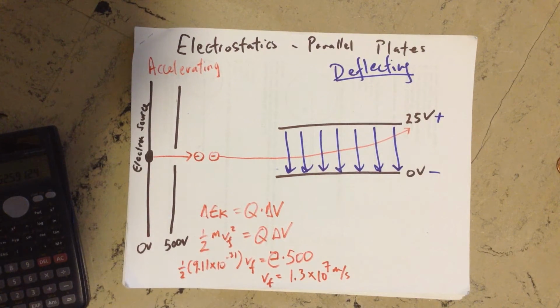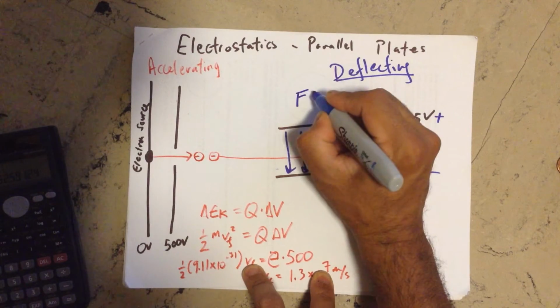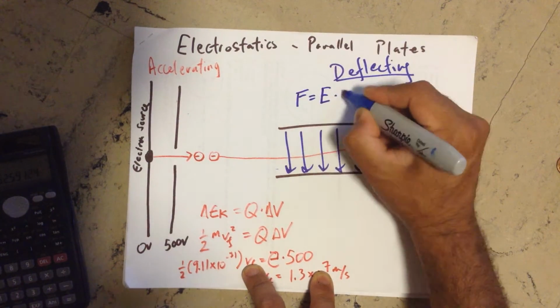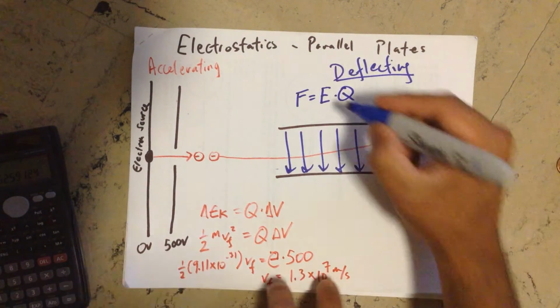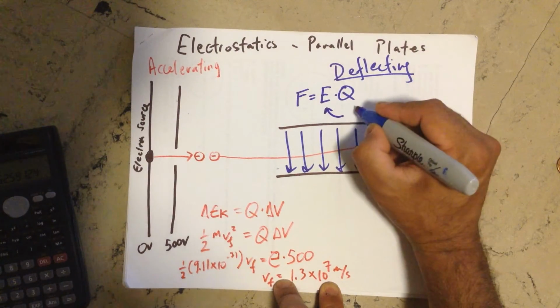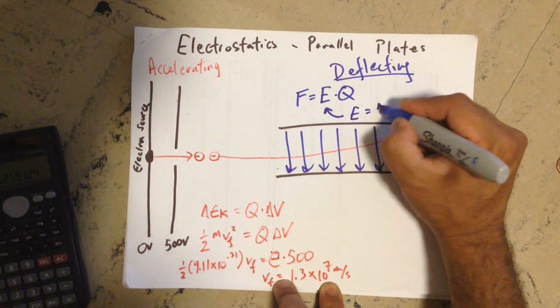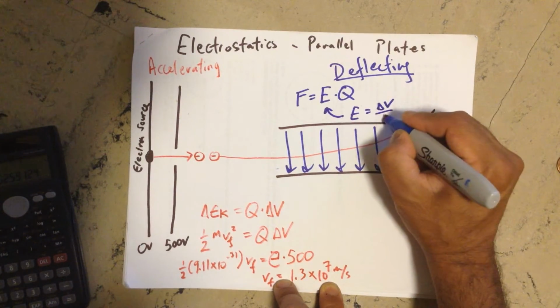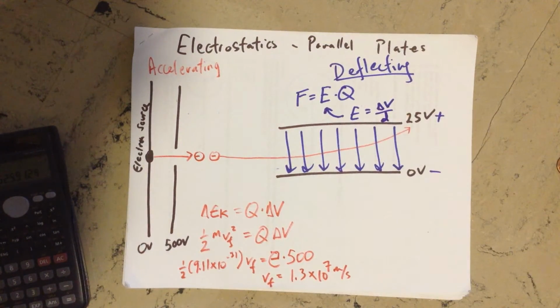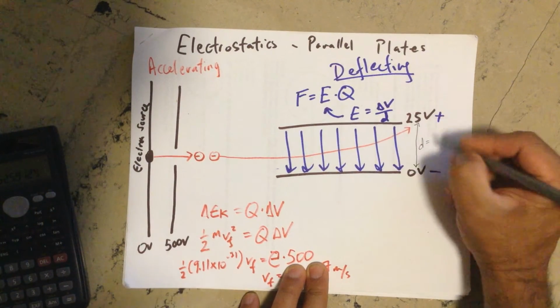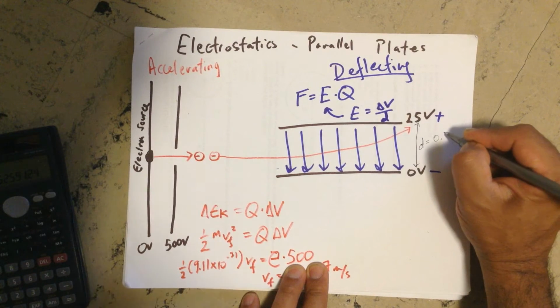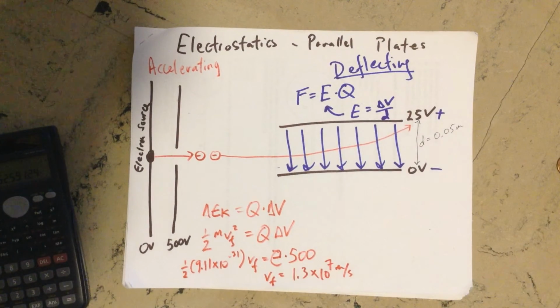So while it's in the deflecting plate, we're usually looking to find either force or acceleration. So force can be found as field times charge, and in this case we solve field by looking at the potential difference for the deflecting plates divided by how far apart those plates are. And we didn't put a distance between these plates, so we should do that. Let's say that these plates are 0.05 meters, so 5 centimeters apart.